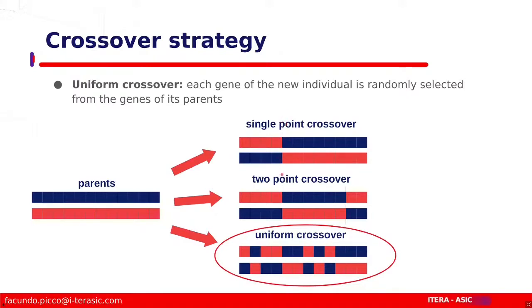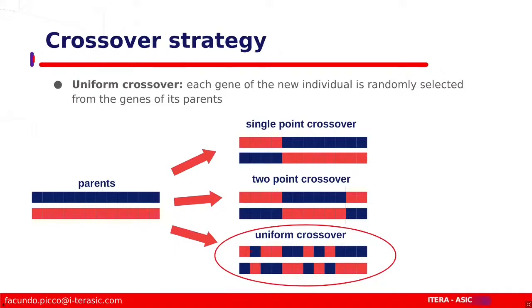Well, by selecting a point over the set of genes, set of parameters. And from that point to the left, the genes are from one parent, and from that point to the right, the genes belong to the other parent. You can have two-point crossover, which is basically the same idea, but we take 2 points. You can continue with that. And the way we are doing it is with uniform crossover, which basically for each gene that needs a value for the child, we randomly select a parent for that gene, and then we copy the gene of that parent into the child.